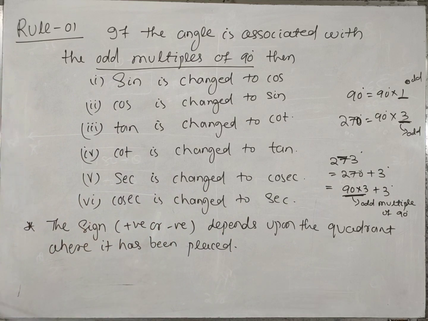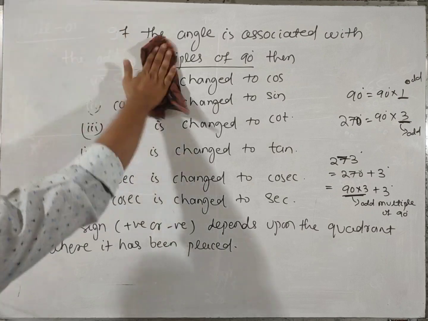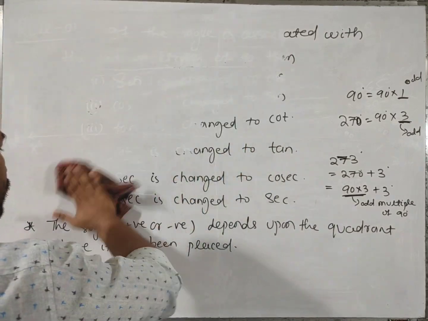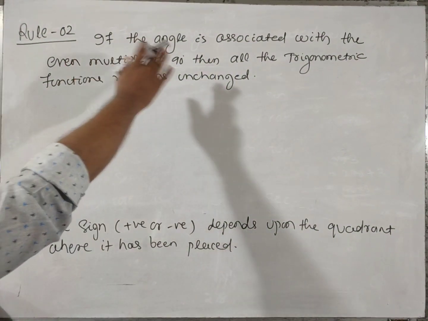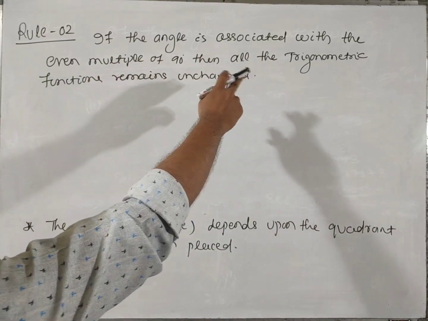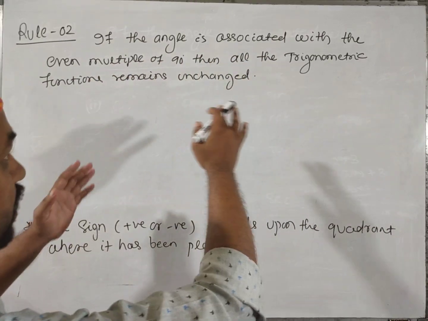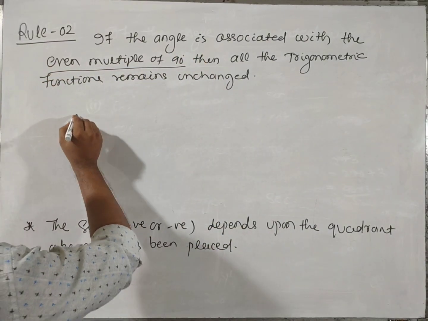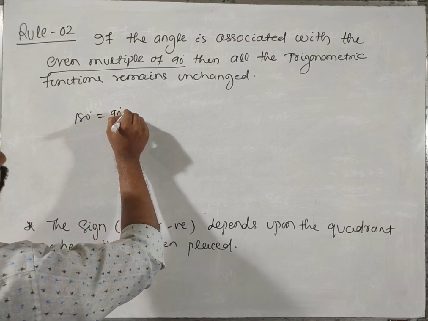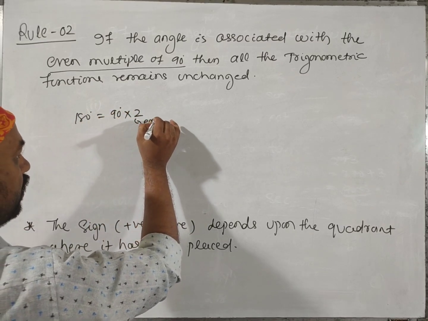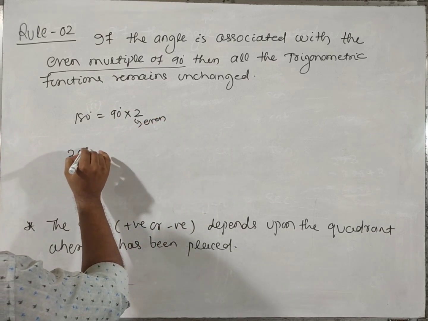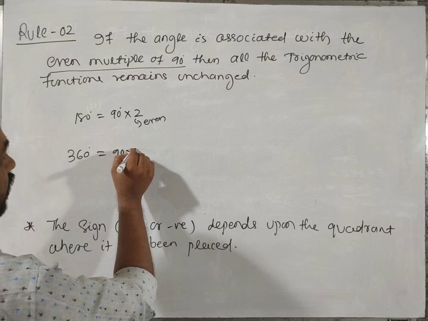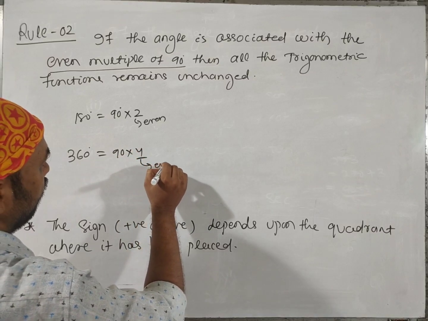Then let us go through the rule number 2. So here it is the rule number 2. If the angle is associated with the even multiple of 90 degree, then all the trigonometric functions remain unchanged. So what do we mean by even multiple of 90 degree? Suppose there is an angle 180 degree. That means it will be in the form of 90 degree into 2, and here 2 is an even number. If it is 360 degree, then it will be 90 degree into 4, and here 4 is an even number.